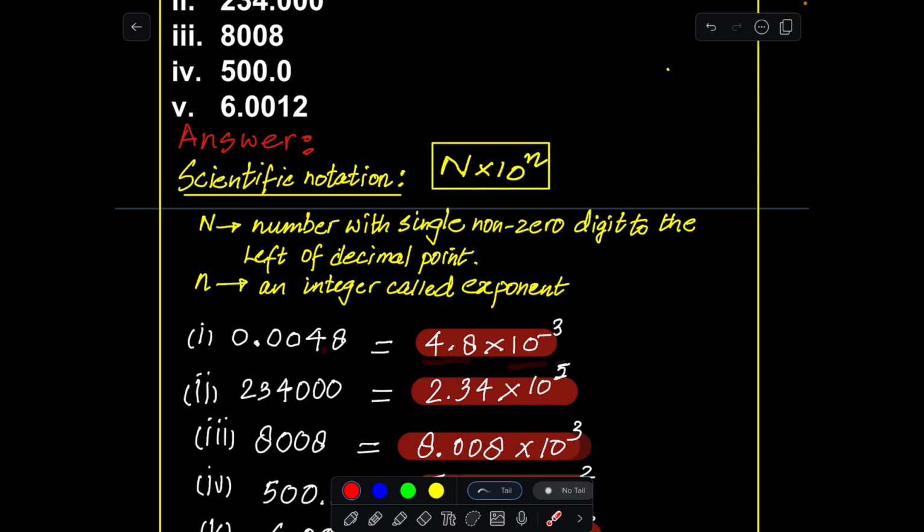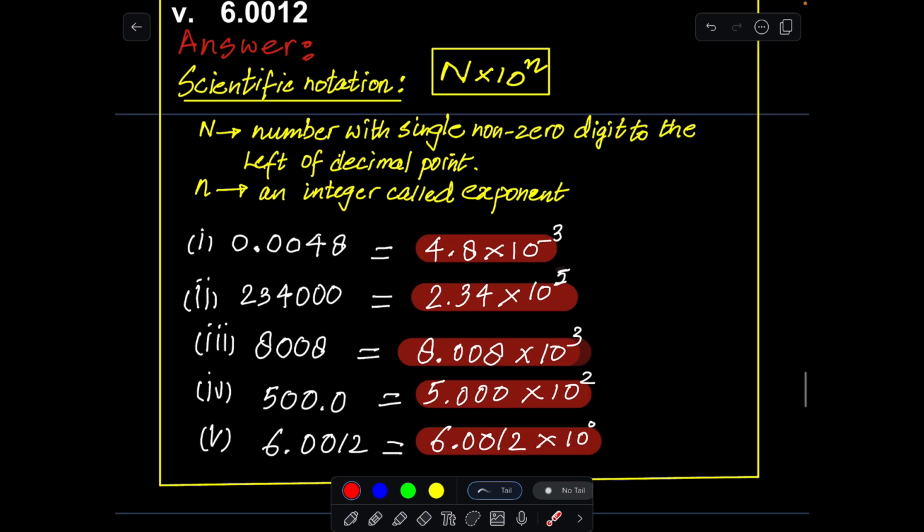Now the next one. In this we are not having a decimal. It means the decimal is in the end. And we need to shift this decimal after 2. That is, we are shifting how many places? 1, 2, 3, 4, 5 places to the left. When we are shifting to the left, we will put a positive power of 10. That is, your n is 5. In the previous case, n was minus 3. Okay, so here it will be 2.3400 into 10 raised to the power 5.